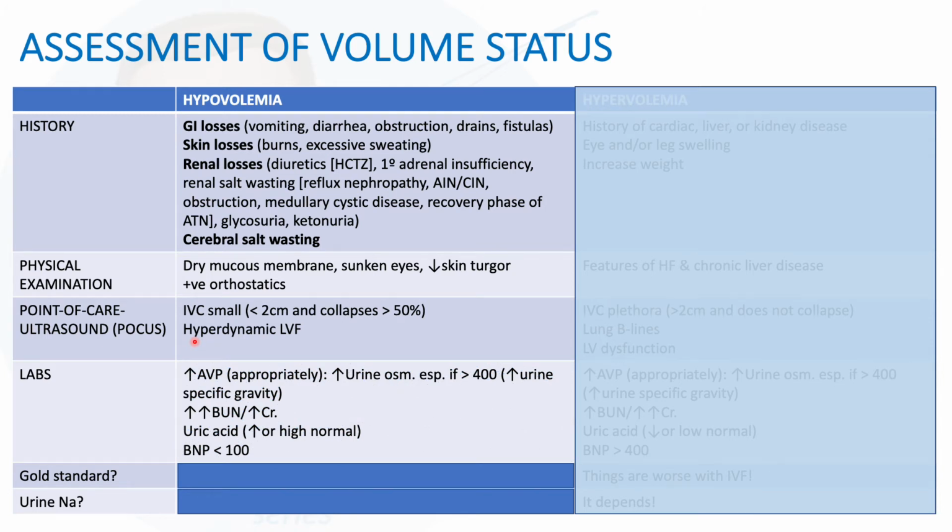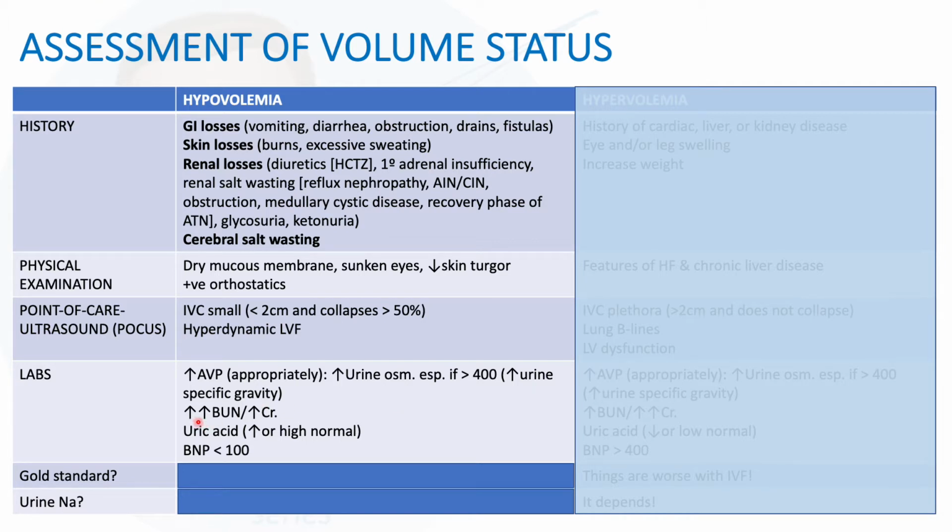Then in the labs, ADH: we don't usually check serum ADH, but ADH usually is increased appropriately in these patients because hypovolemia is a non-osmotic stimulus to ADH. We'll discuss that further in, I think, the next video. The kidney will try to retain water and salt to compensate for the hypovolemia, so the urine osmolality will be high, usually more than 400. That can also be reflected in the urine specific gravity, which will be increased as well, if you're still waiting for the urine osmolality to be done.